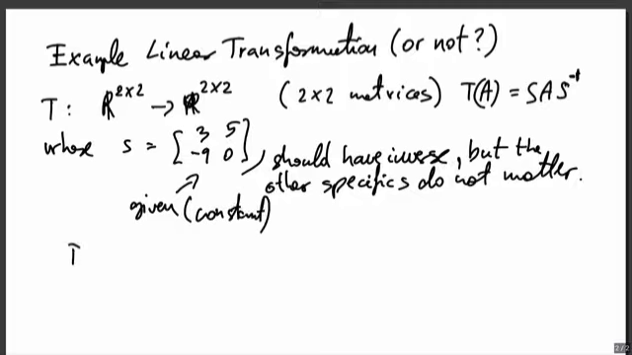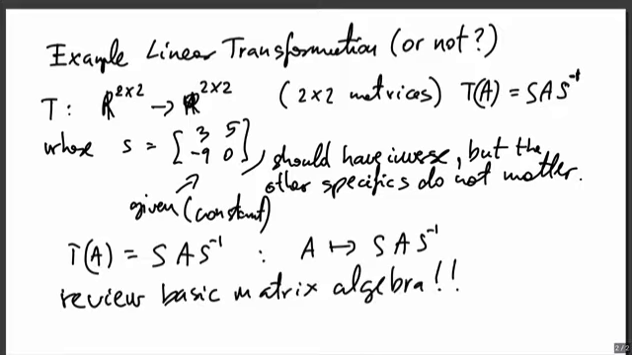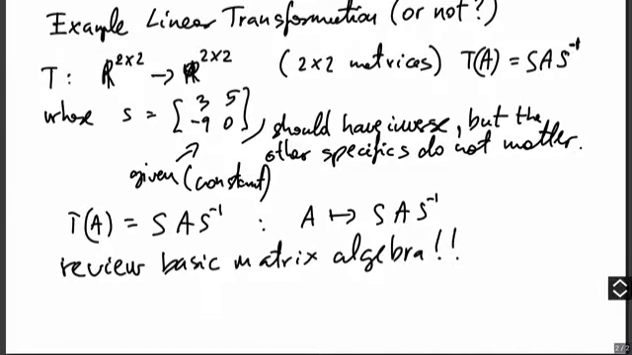Then when you see this formula, S A S inverse, that means that it assigns to the matrix A another matrix. Some basic matrix algebra you have to remember, or you have to review from undergraduate linear algebra. For example, that the multiplication is not commutative, so you cannot change the order and cancel S with S inverse. If it was just a 1 by 1 matrix, which means it's a number, then we could do that.